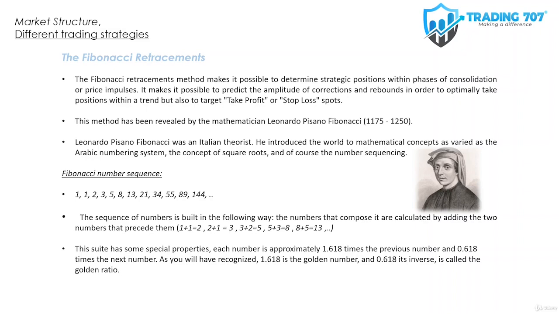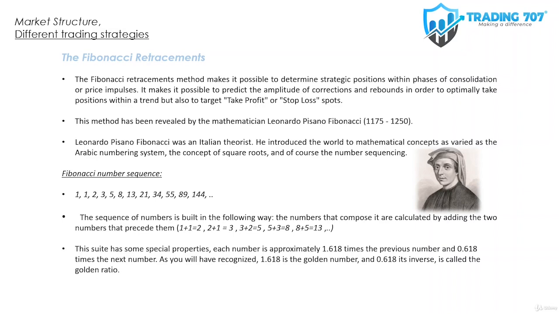The Fibonacci retracements are strongly used in the financial market almost 9 centuries after their creation. The Fibonacci retracement method is used to determine strategic positions within consolidation phases or price impulses. It makes it possible to predict the amplitude of corrections and rebounds in order to optimally take a position within a trend, but also to target take profit and stop loss spots.